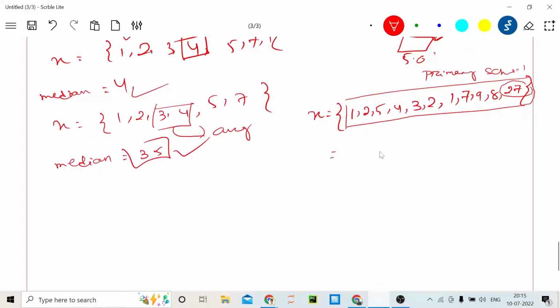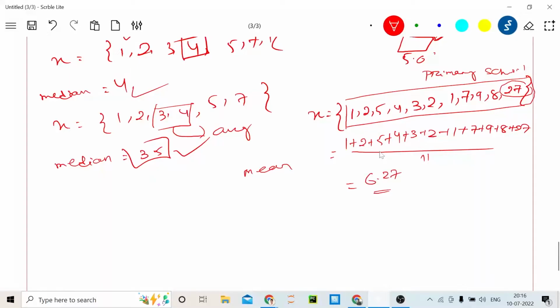You may calculate the mean as well. If I calculate the mean, it is 1 plus 2 plus 5 plus 4 plus 3 plus 2 plus 1 plus 7 plus 9 plus 8 plus 27, divided by 11 values, and that gives 6.27.